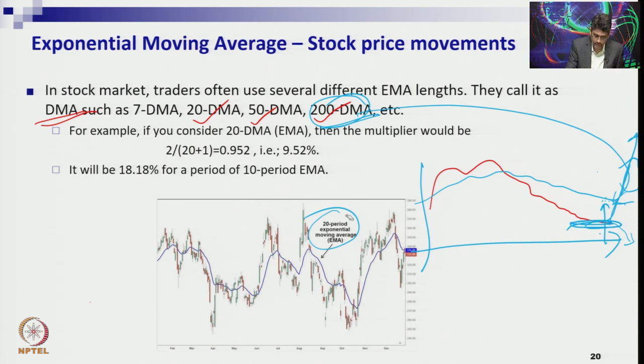Let's see how you can get better insights into stock price analysis through this exponential moving average. Look at the movement of the stock price, and look at the 20 days exponential moving average. Here the stock price is trading above the 20 days average, so the stock is in the overbought zone. Don't buy here, because there might be a correction. Better to wait for the correction and then buy.